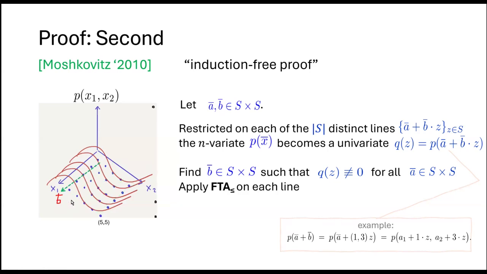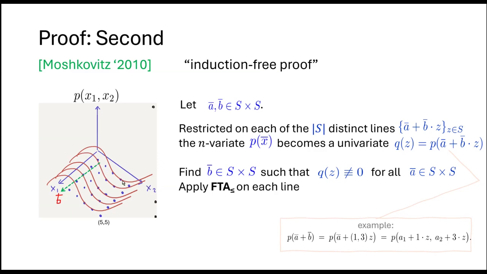I wrote here B. B is a line in this plane, in the x1, x2 plane. It is defined by a point in S to the 2, or S Cartesian product S, because this is just for the sake of example. We are in a polynomial with 2 variables, so that's why I put here S times S. So A and B are 2 points, and B will be some direction here, some vector, written in green on this plane.